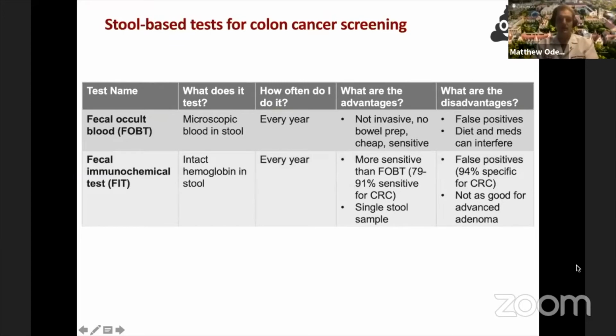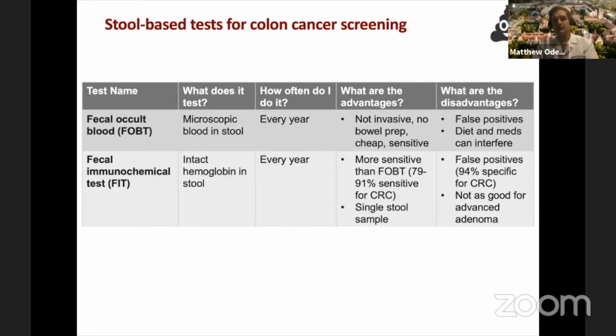The fecal occult blood test has really largely been replaced by the fecal immunochemical test, or FIT testing. And this looks for intact hemoglobin in the stool. Hemoglobin is a component of the red blood cells. Again, just like fecal occult blood tests, this needs to be done every year if it's negative. This is more sensitive than FOBT, meaning that if there is colon cancer, it will pick it up more often. Many studies have shown that it's between 80 and 91% sensitive for cancer. This can often be done in a single stool sample.